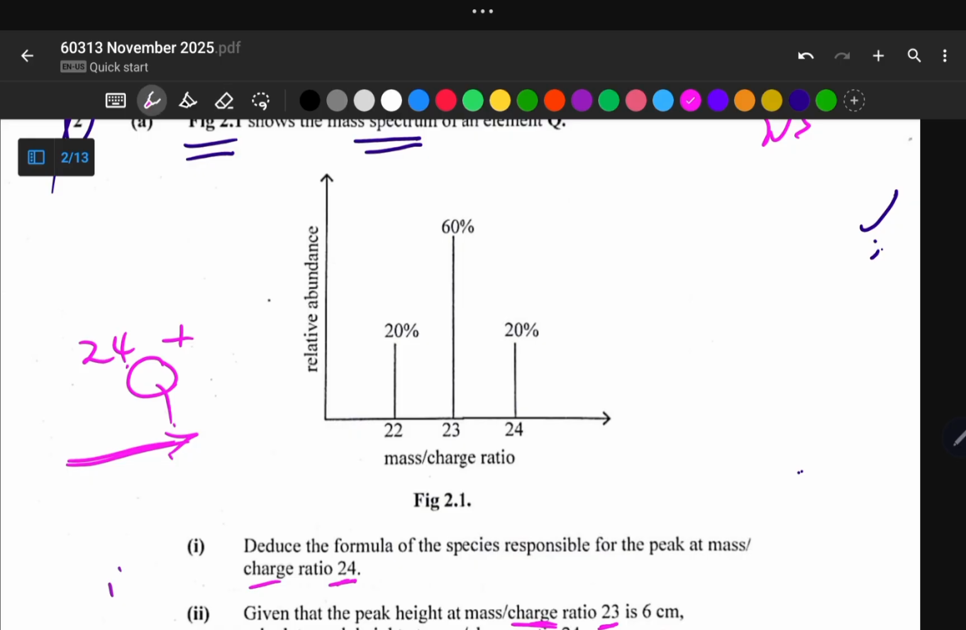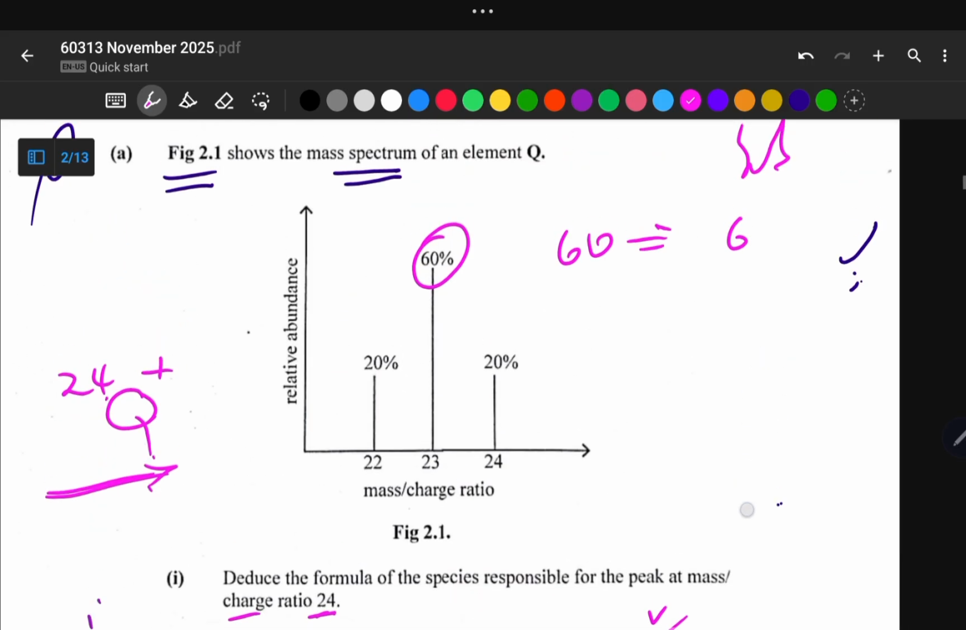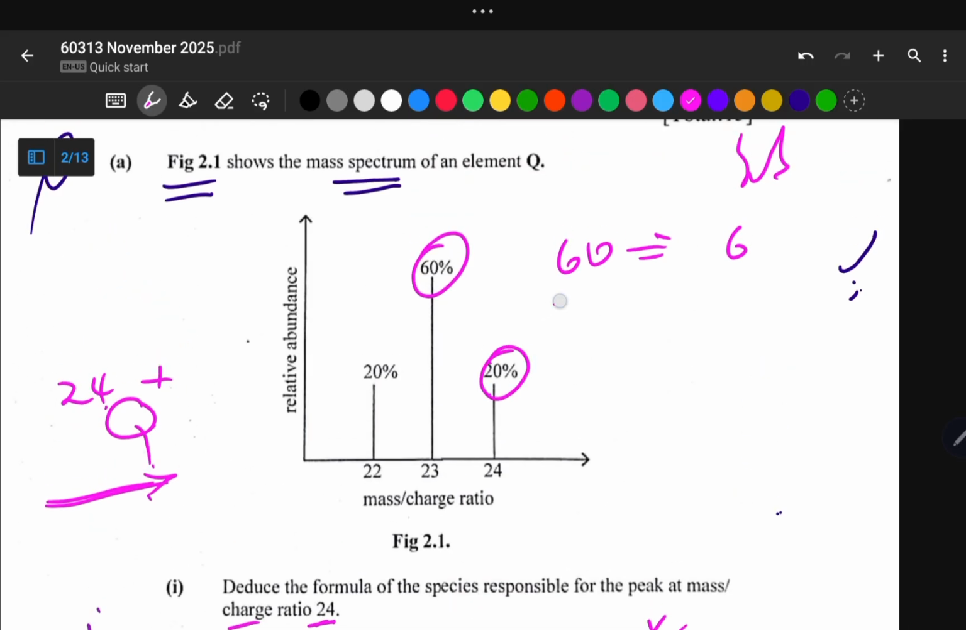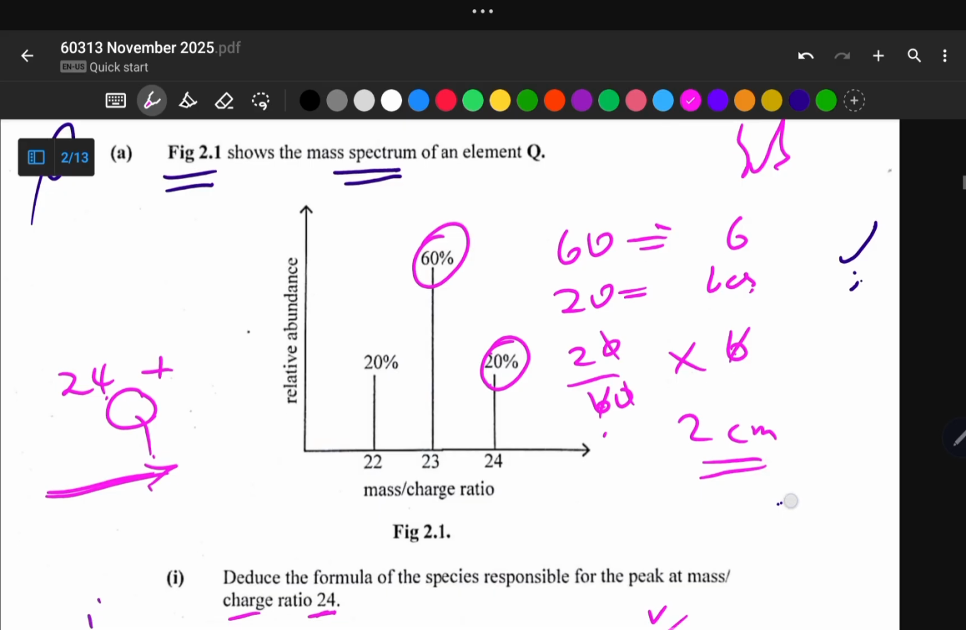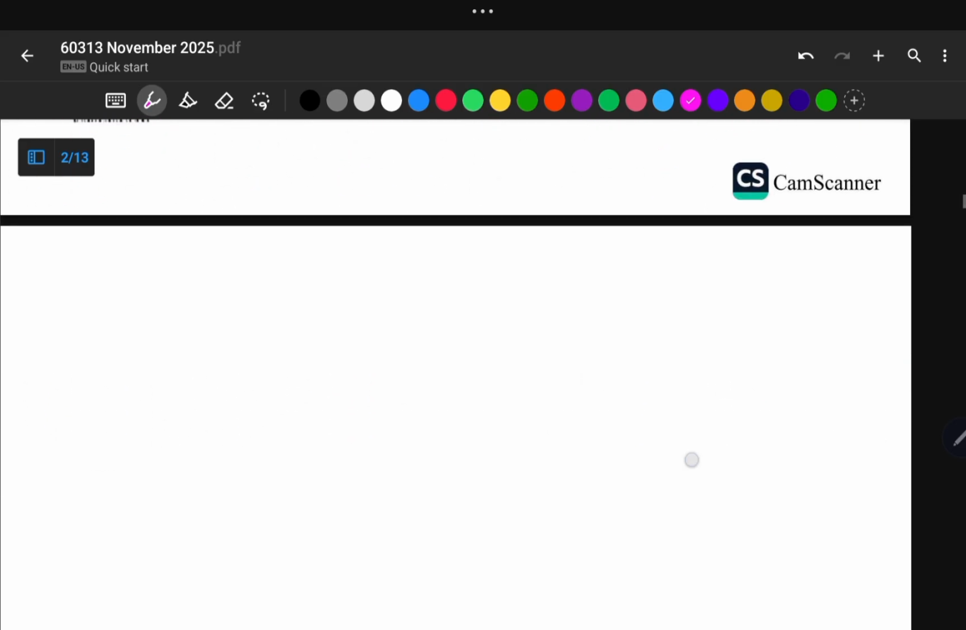So here 60% abundance has a height of 6 centimeters, right? And then here we want 20%. So 20 is equal to less, right? So we're going to have 20 over 60 multiplied by 6. So this one we cancel out, and this one and this one we also cancel out, and then we are left with 2. So it's going to be 2 centimeters. Are we together? And then we go to the next equation.